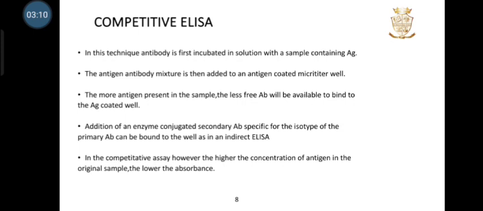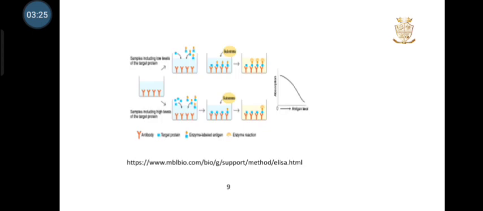Addition of an enzyme conjugated secondary antibody specific for the isotype of the primary antibody can be used to detect the bound primary antibody, as in indirect ELISA. In the competitive assay, however, the higher the concentration of antigen in the original sample, the lower the absorbance.